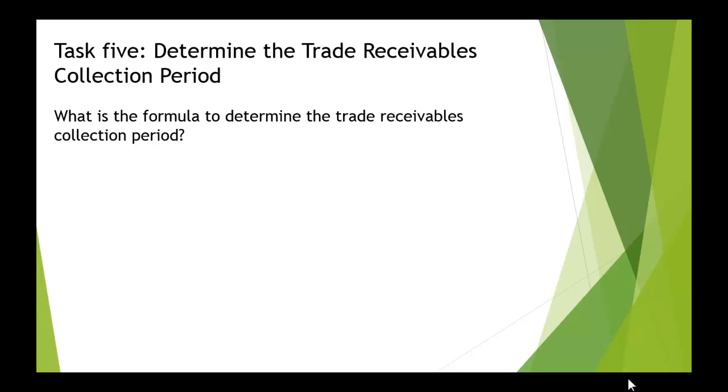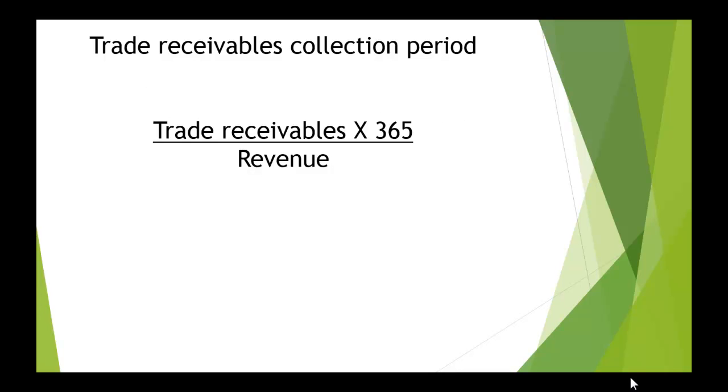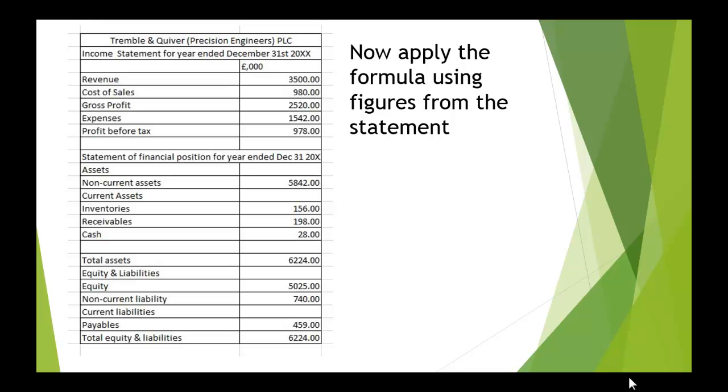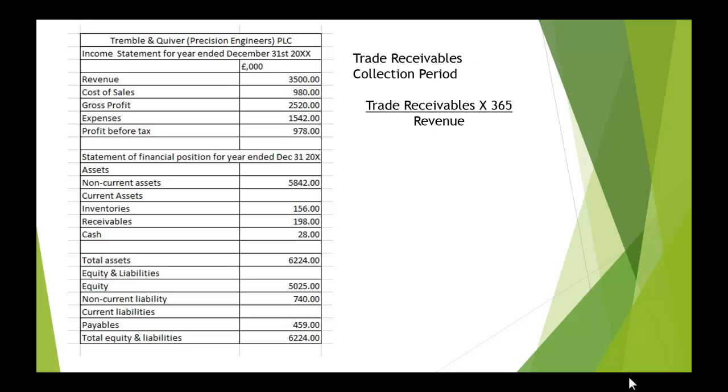Our fifth task, determine the trade receivables collection period. Again, what's the formula for determining the trade receivables collection period? It's the trade receivables multiplied by 365 divided by the revenue. So we'll look at the statement and we'll get the appropriate figures from the statement for trade receivables and for revenue. Our trade receivables are 198.